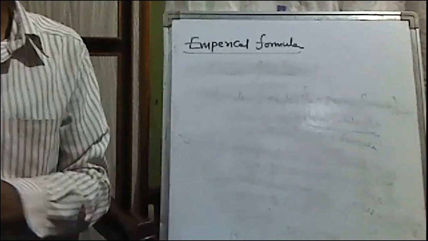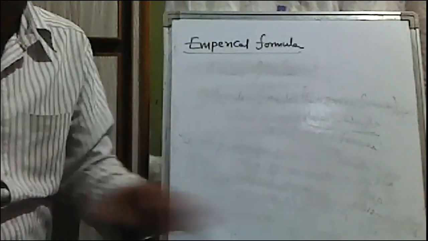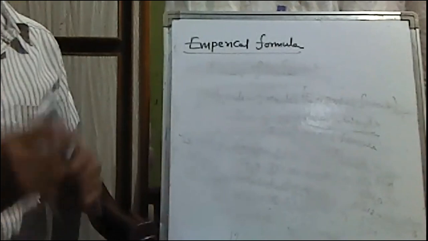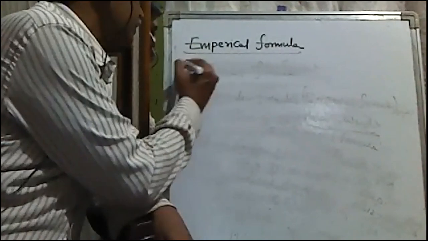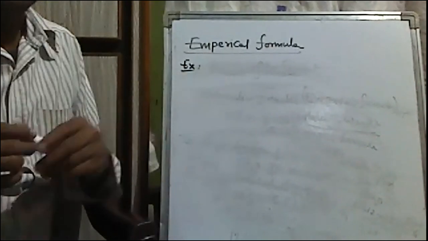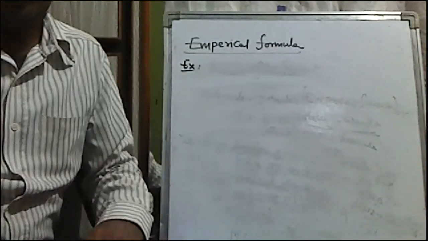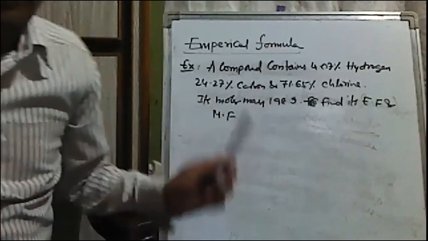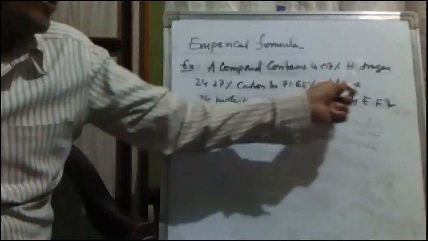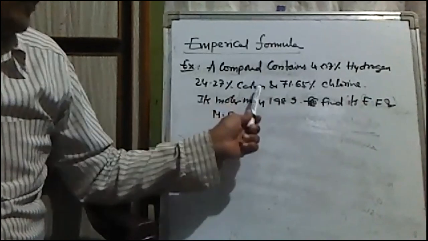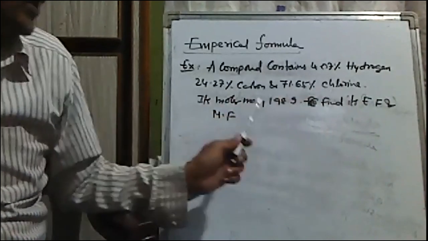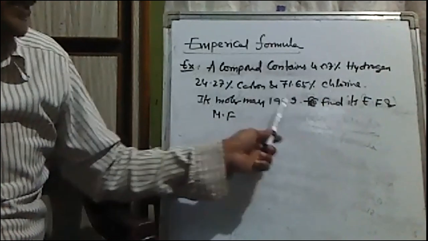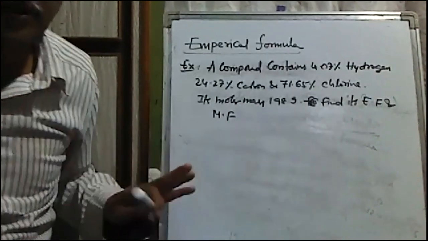Now let me discuss how to determine the empirical formula from the given composition of elements. To see this, let me take one example. This is the problem: a compound contains 4.07% of hydrogen, 24.27% of carbon, and 71.6% of chlorine. Its molar mass is 198. Now find its empirical formula and molecular formula.